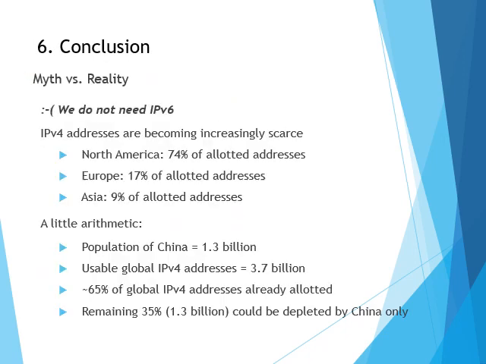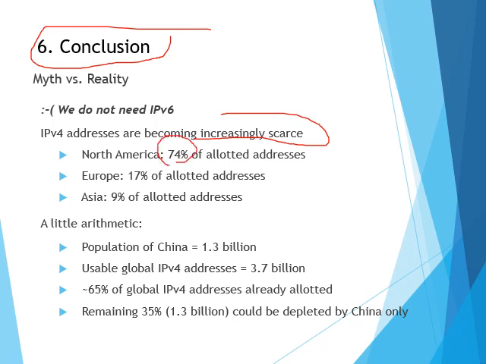In conclusion, do we need IPv6 right now? So we give you a scenario. IP version 4 addresses are becoming increasingly scarce. In North America, 74% of the allotted addresses; Europe, 17% of the allotted addresses; Asia, 9% of the allotted addresses.